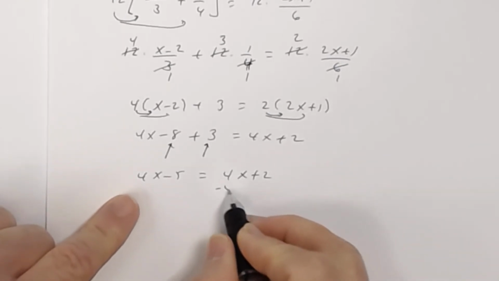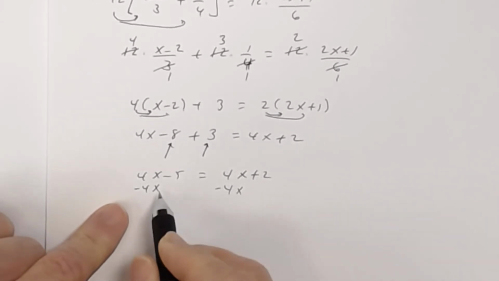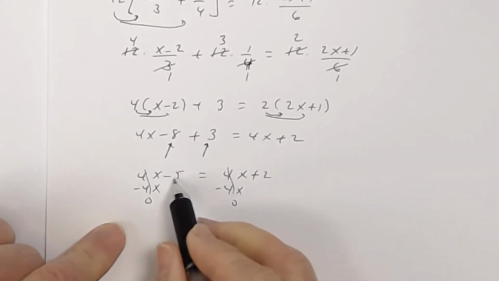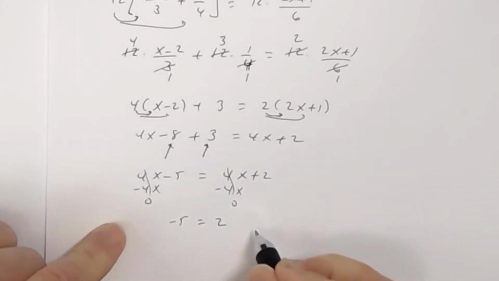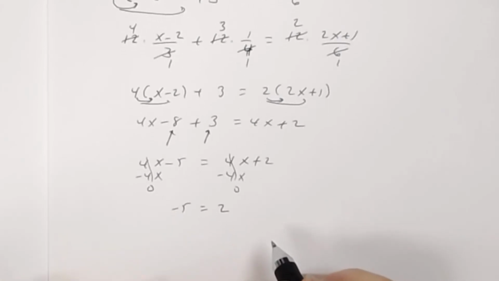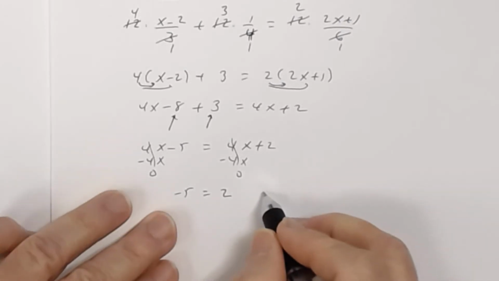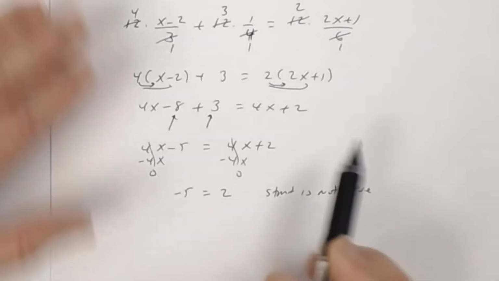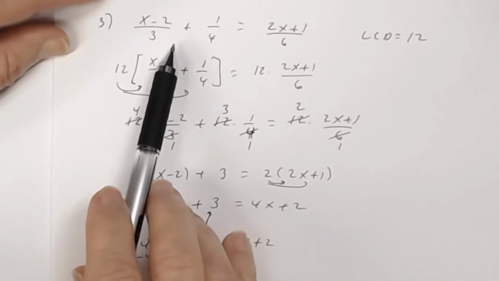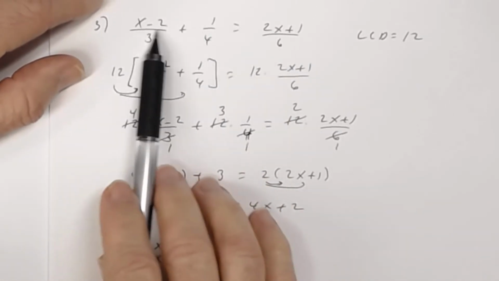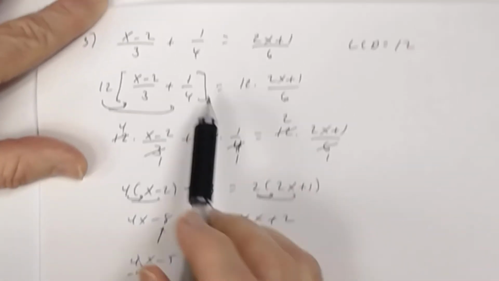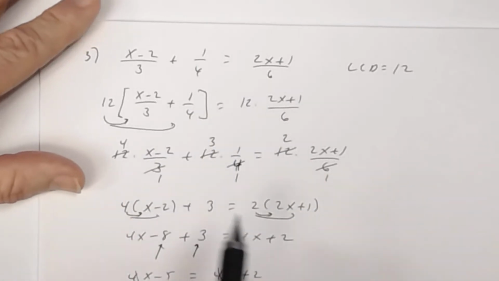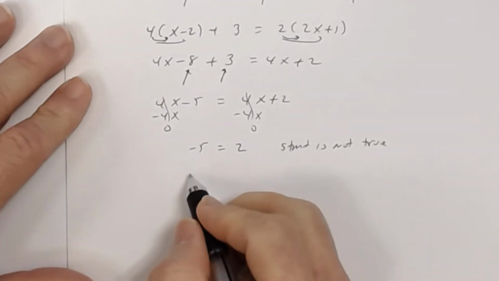So if I subtract 4x from both sides, I want you to notice something. When I combine like terms, this is 0 and this is 0, so the variables disappear. And what you have left is negative 5 equals 2. Now remember, the variables disappear, so when negative 5 equals 2, that's a false statement. The statement is not true. So what that means is that if you look at your original problem, there aren't any real numbers that will make this equation a true statement. So you just say no solution.